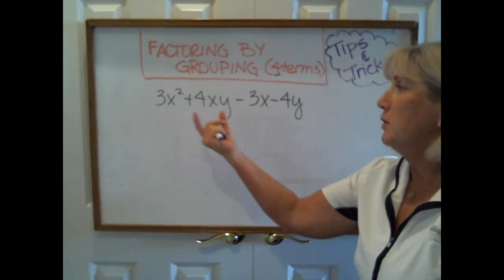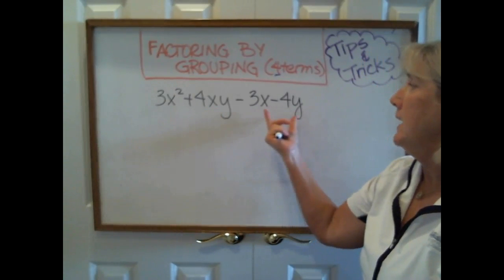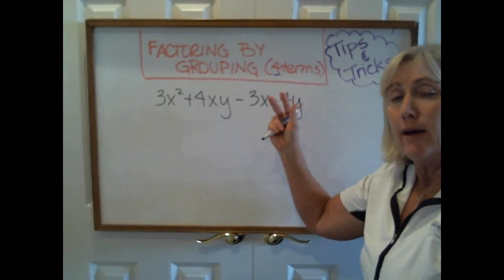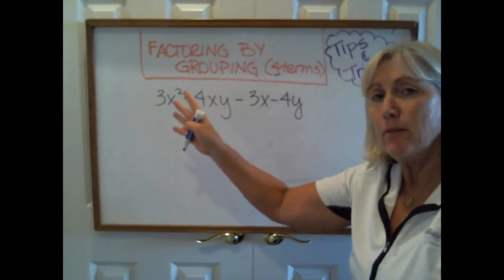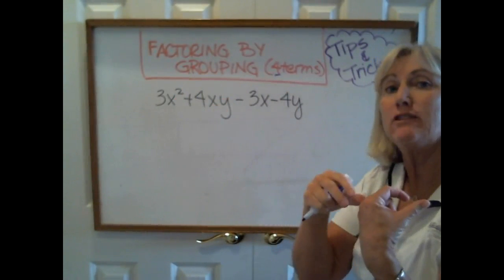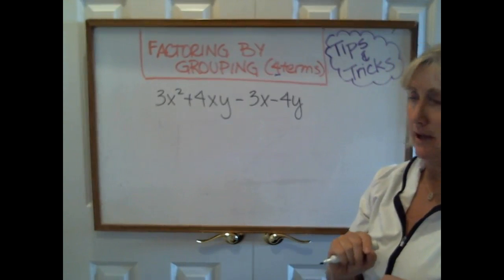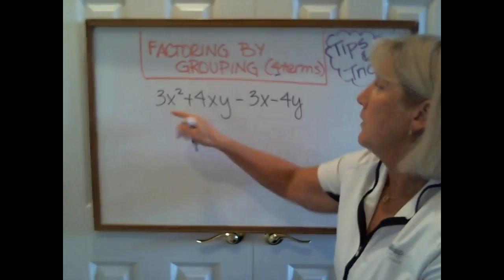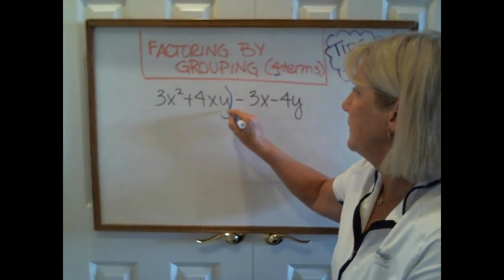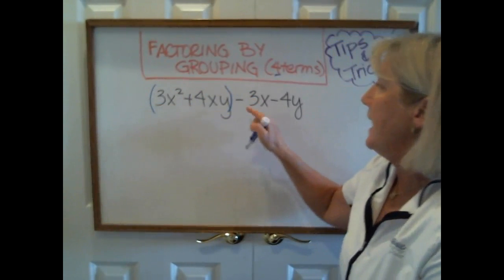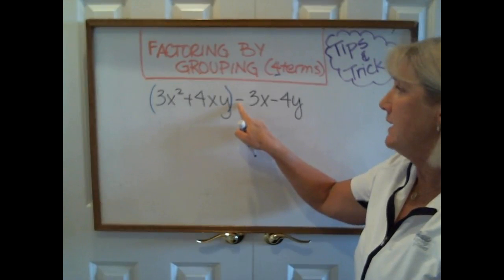And what you want to do is group them into 2 and 2, and the object is to take out the greatest common factor of each one and have what's left over match exactly, so that turns into a common factor. So I'm going to do this. So here's my first two, and I did this on purpose. I have a negative here.